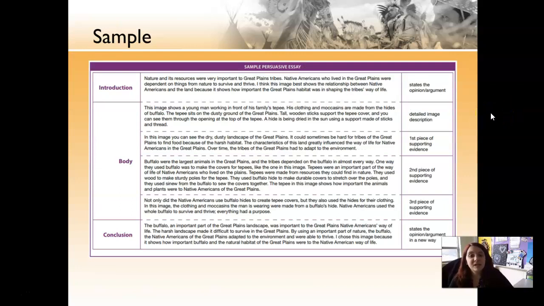This is what your persuasive essay rubric is going to look like, or the setup that it's going to look like. It's not your rubric. Sorry about that. So the overall setting, you're going to start with your introduction. That's going to state your opinion and your argument.